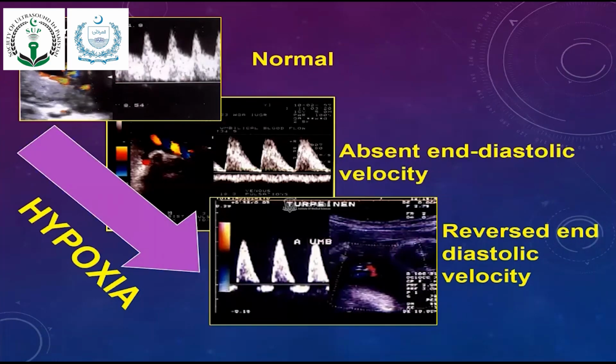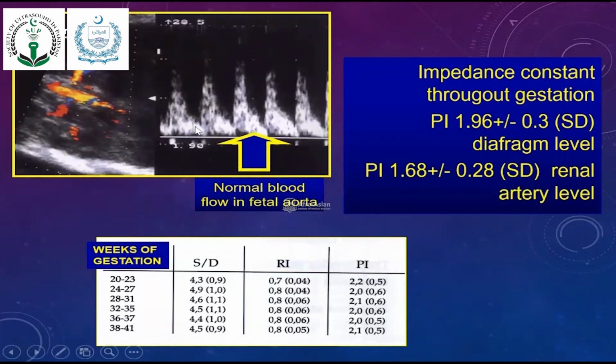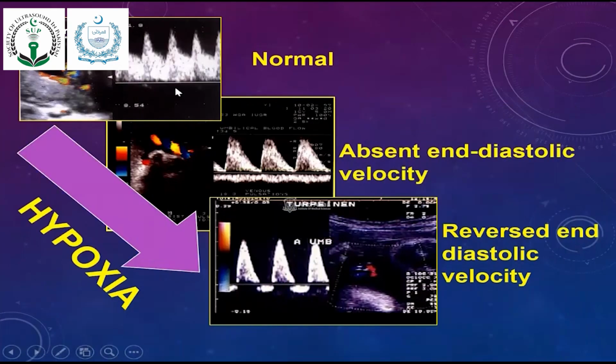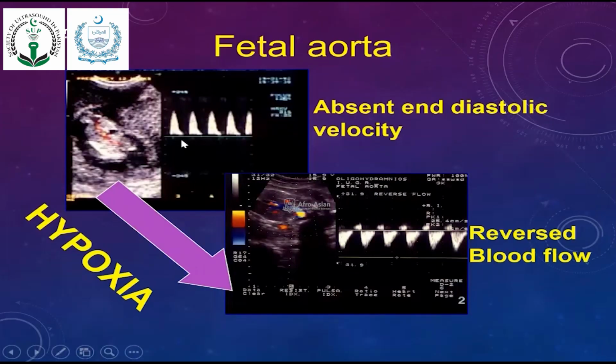Similarly, in the aorta, we know the ratios. There is the normal ratio here. If you see, this is the aorta. Here you can see the 1:4. 4 is systolic and this is diastolic. So again, like the umbilical artery, if it is decreasing or absent, it is IUGR, and if it is reversal, it is hypoxia leading to asphyxia.